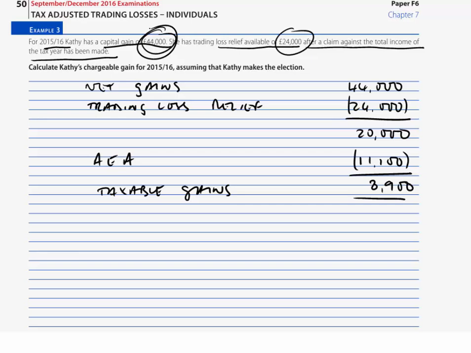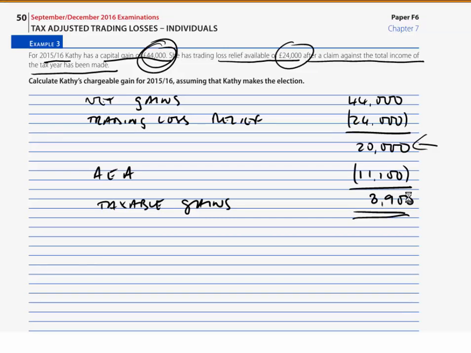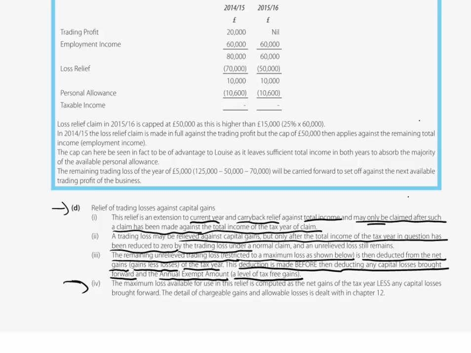After you've established the gains after the trading loss relief has been applied, then look to further reduce those gains, here the 20,000, by, if they exist, any capital losses brought forward, or what will certainly exist for every year, the AEA, our annual exempt amount here of 11,100, and it brings you down to your taxable gain, and the job is complete. Let's just have a little look back at the cap that applied. It's this last point here.